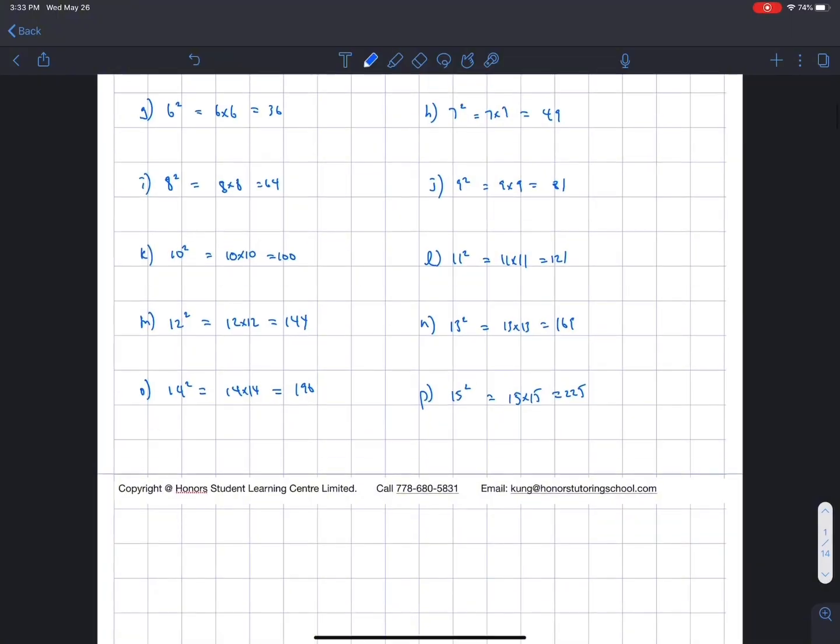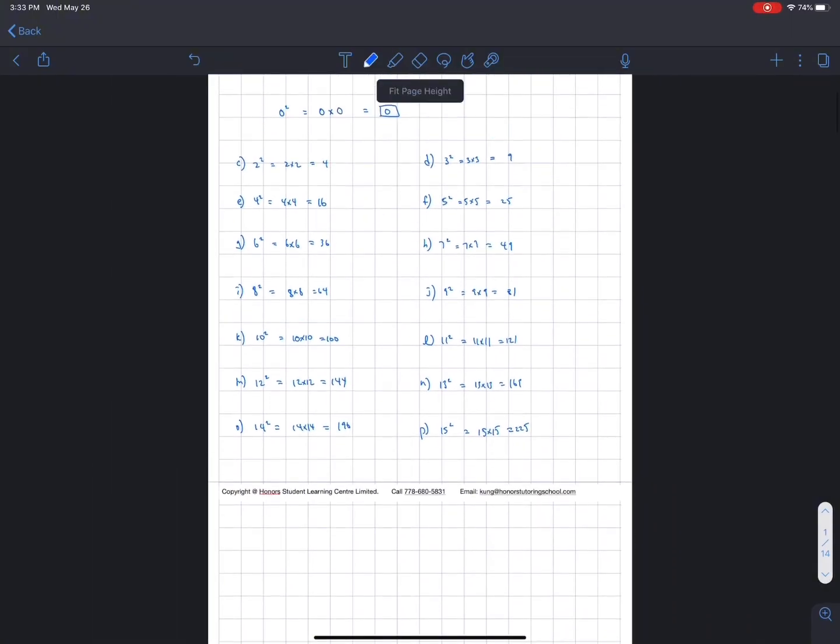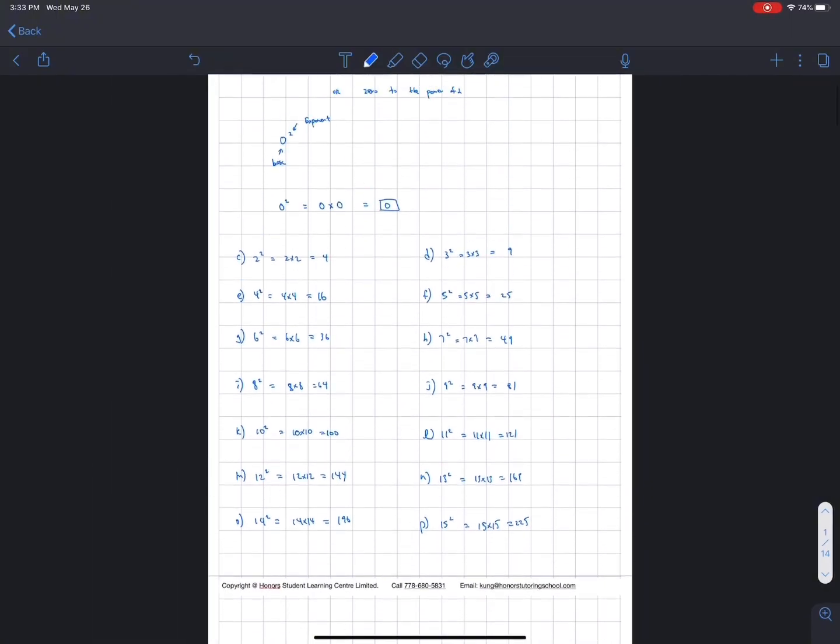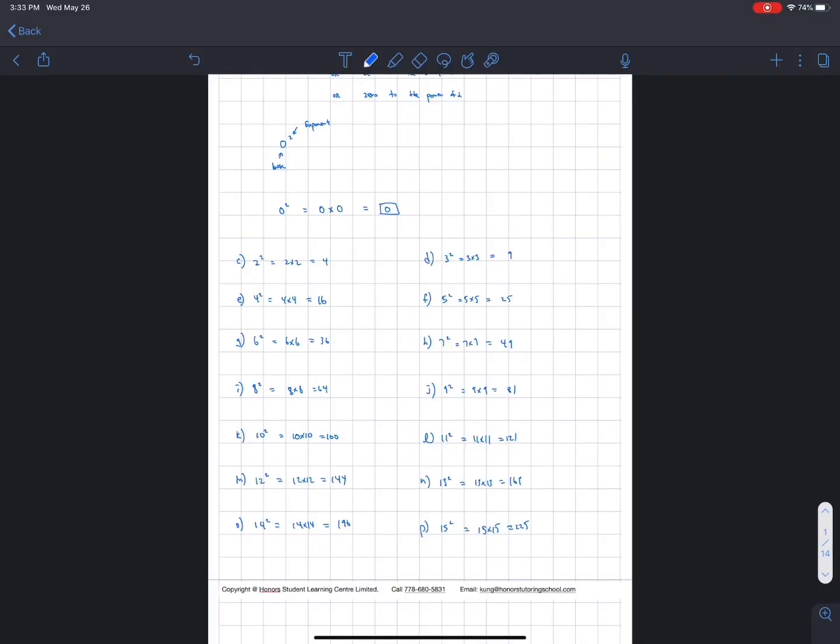Okay, so these are called perfect square numbers. And yes, you need to memorize all these numbers. So from 1 square to 15 square.